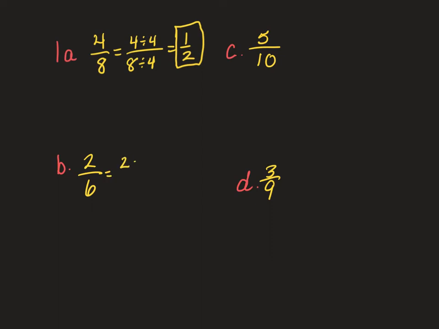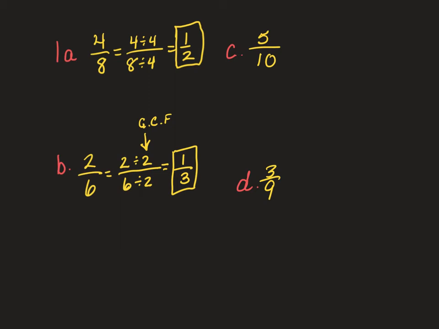Once we know that, we divide the numerator and the denominator by the same number, the same greatest common factor. 2 divided by 2 is 1. 6 divided by 2 is 3. Box in, highlight your answer.